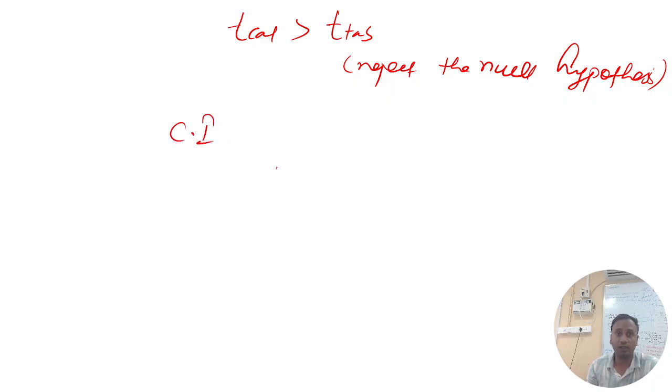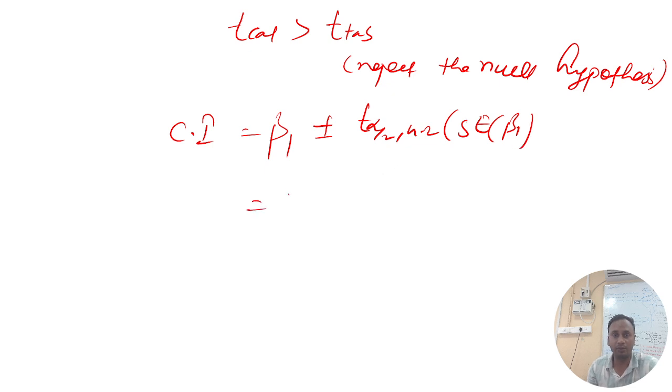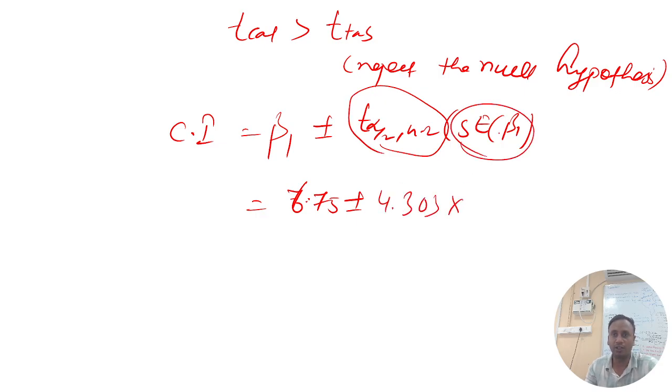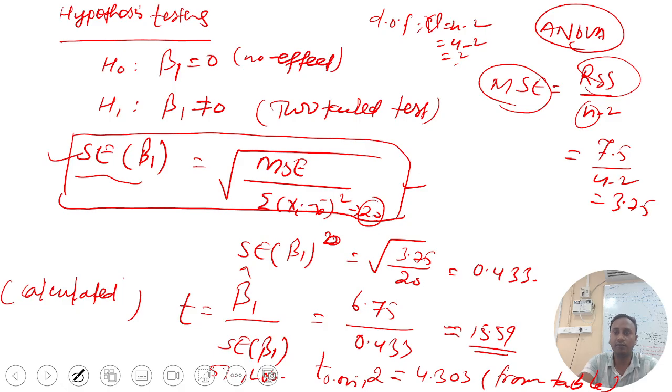So now we'll go with the confidence interval. We know the formula: beta 1 plus minus T of alpha by 2, degree of freedom, times the standard error of beta 1. What is the value of beta 1? 6.75, plus minus how much is the value we got from the table? 4.303 into how much we got for the standard error of beta 1? We got how much?